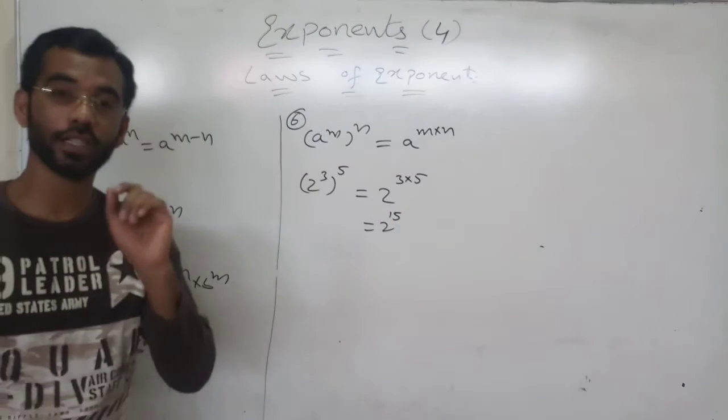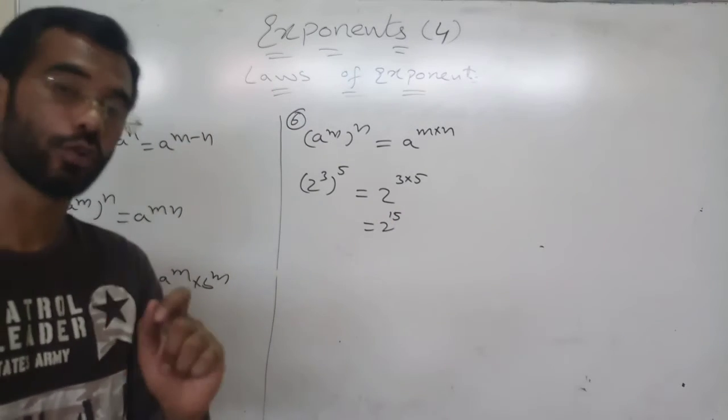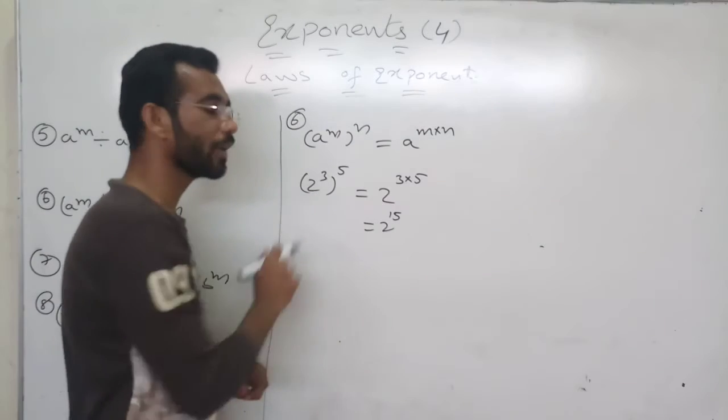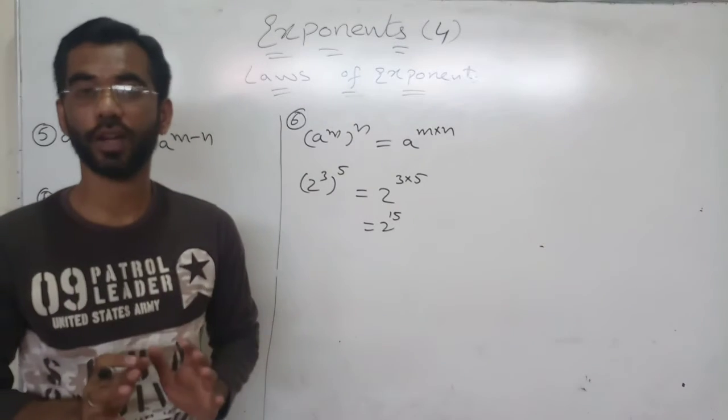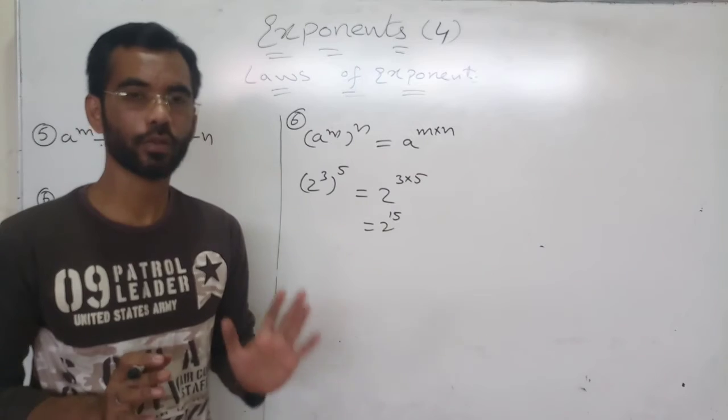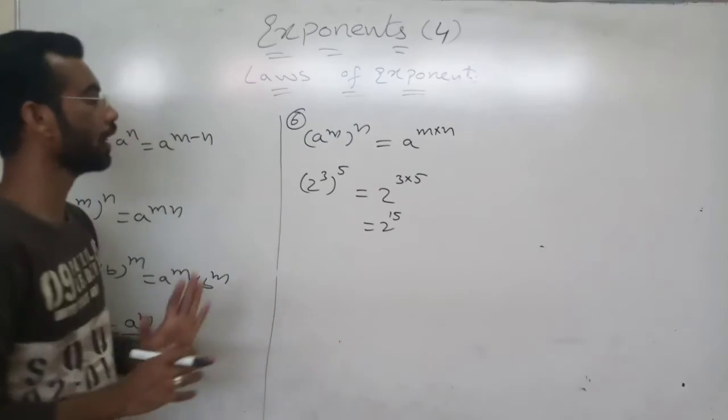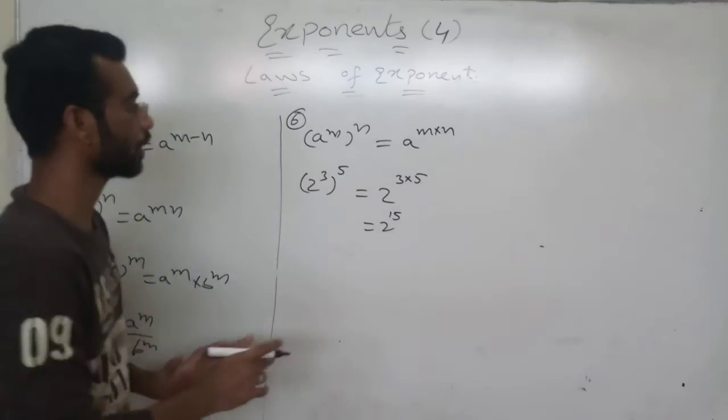Most of the students get confused and do the problem wrong. If it is coming like this, they will take 3 plus 5, but it is totally wrong. It will be totally wrong. Understood? This is the sixth law.